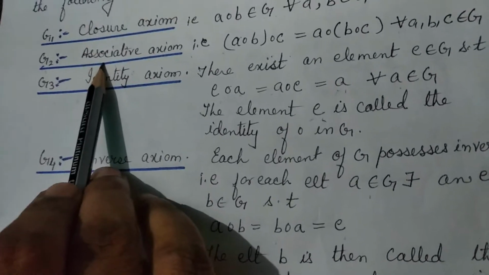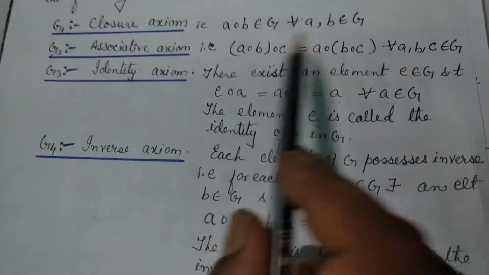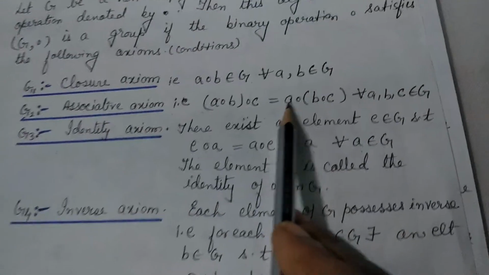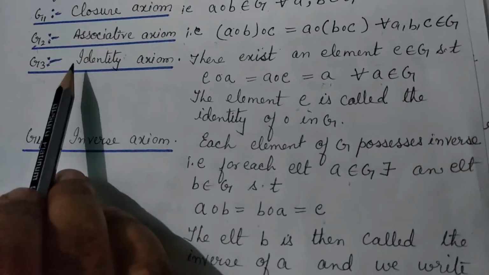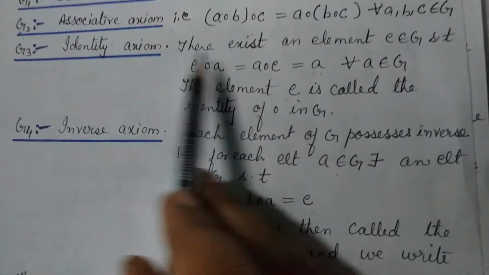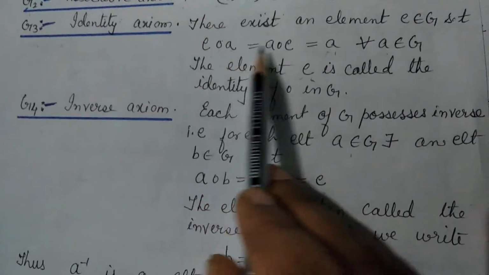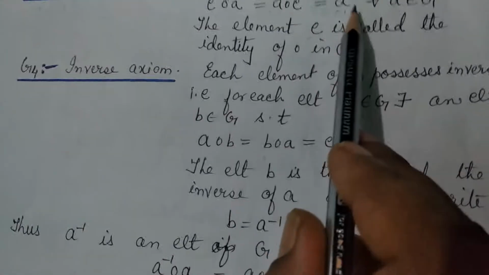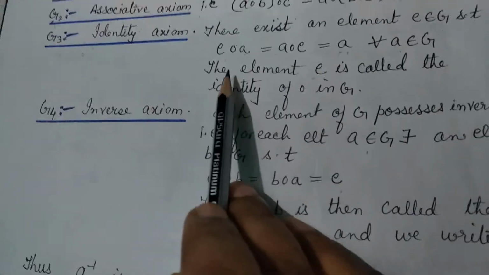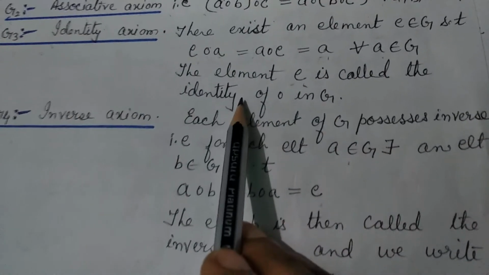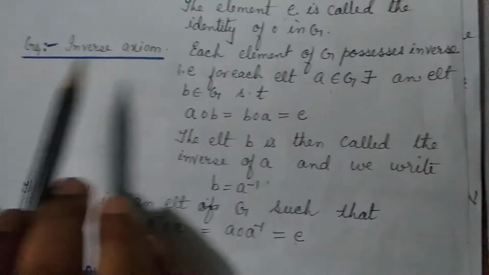G2, that is the associative axiom. For all a, b, c belonging to G, (a o b) o c is equal to a o (b o c). G3 is the existence of identity axiom. There exists an element e belonging to G such that e o a is equal to a o e is equal to a for all a belonging to G. So the element e is called the identity of the operation in the set G.